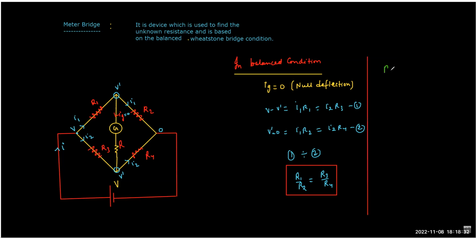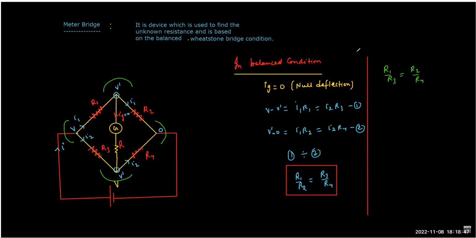So R1 by R3 is R2 by R4. So you can take this ratio, you can take this ratio. If it is the same, again it's balanced. You can take this ratio, you can take this ratio. If it is the same, again balanced Wheatstone bridge.